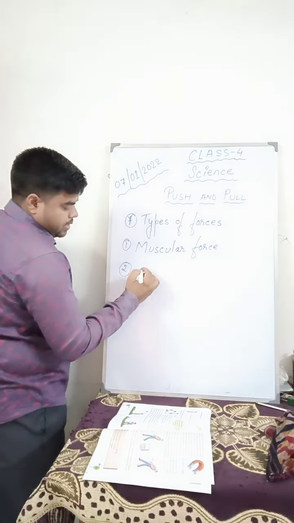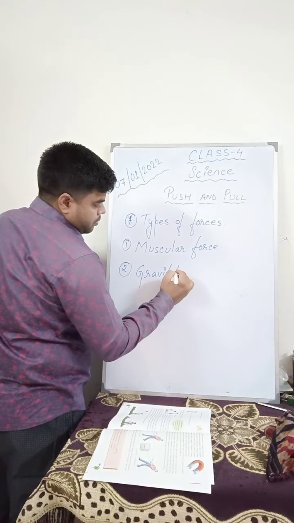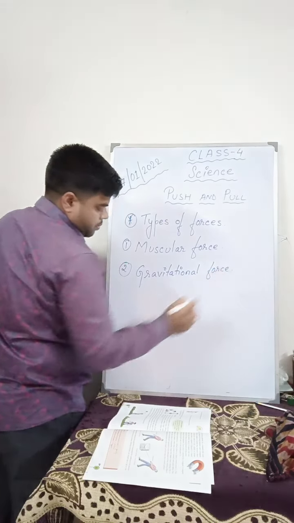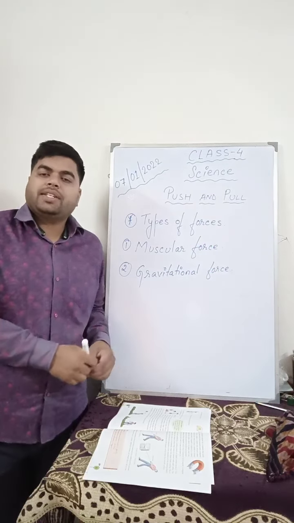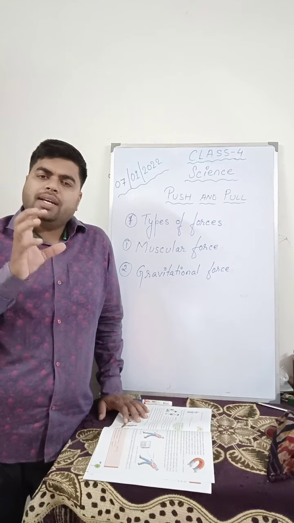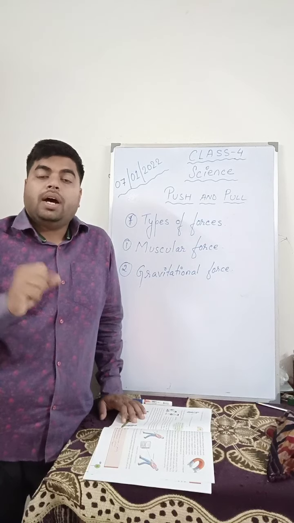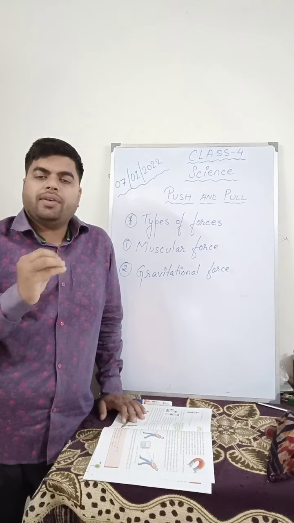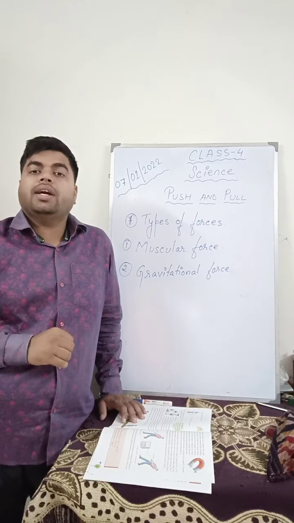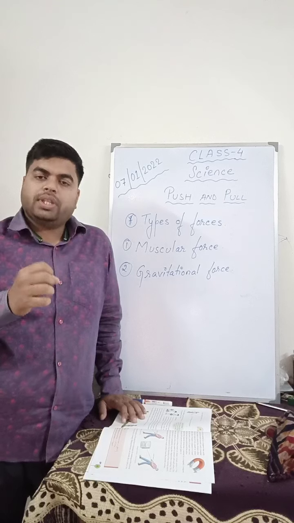Second is gravitational force. Now, almost every object has a little bit of force to attract things towards them. Now there are some objects which do not have any kind of force, but the earth on which we are living has its own pull, its own attraction power to pull things towards it.